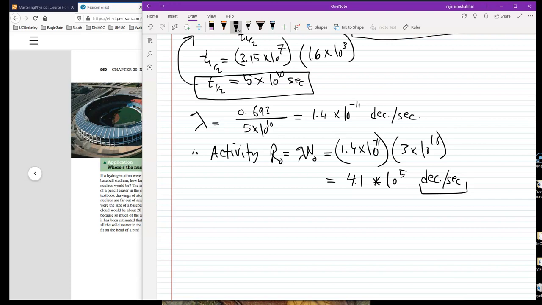Now, what is decay per second? Becquerel. So I can write it as 4.1 times 10 to the 5th becquerels. Got it? This is R naught, the activity rate.